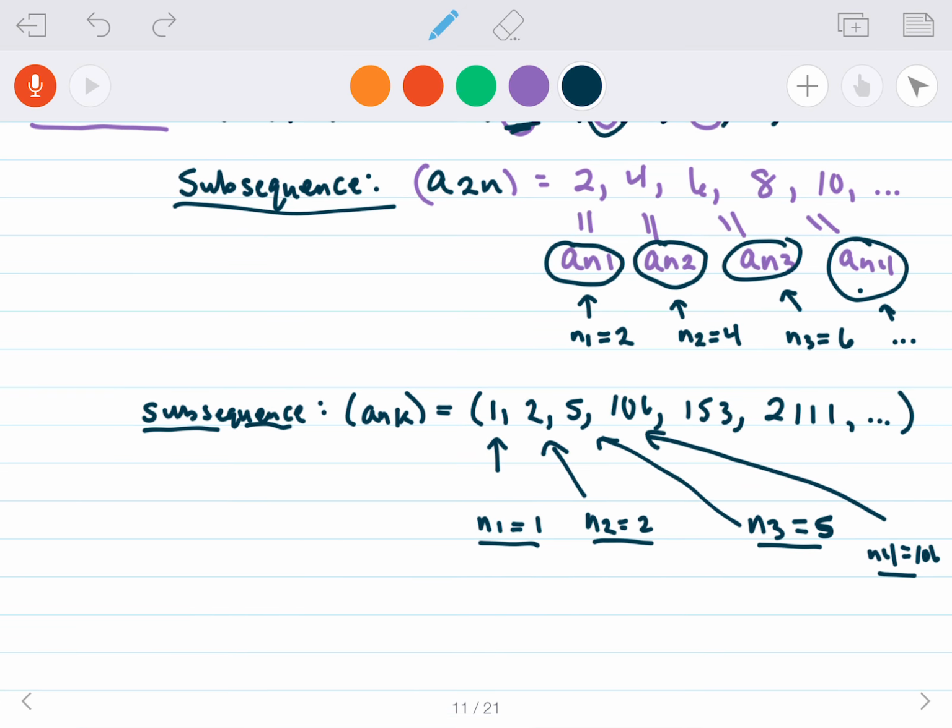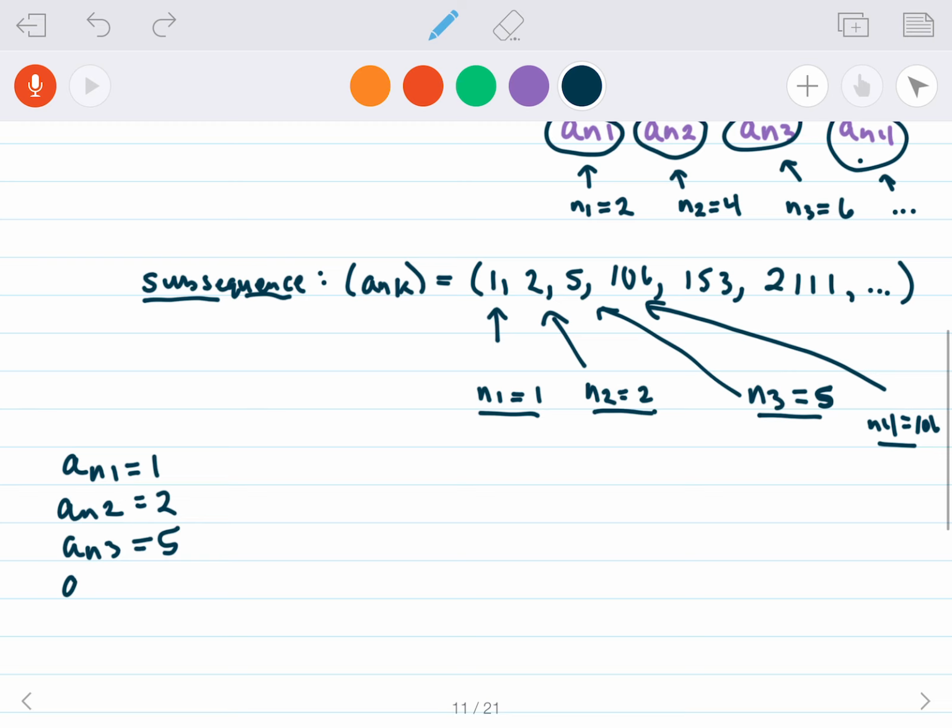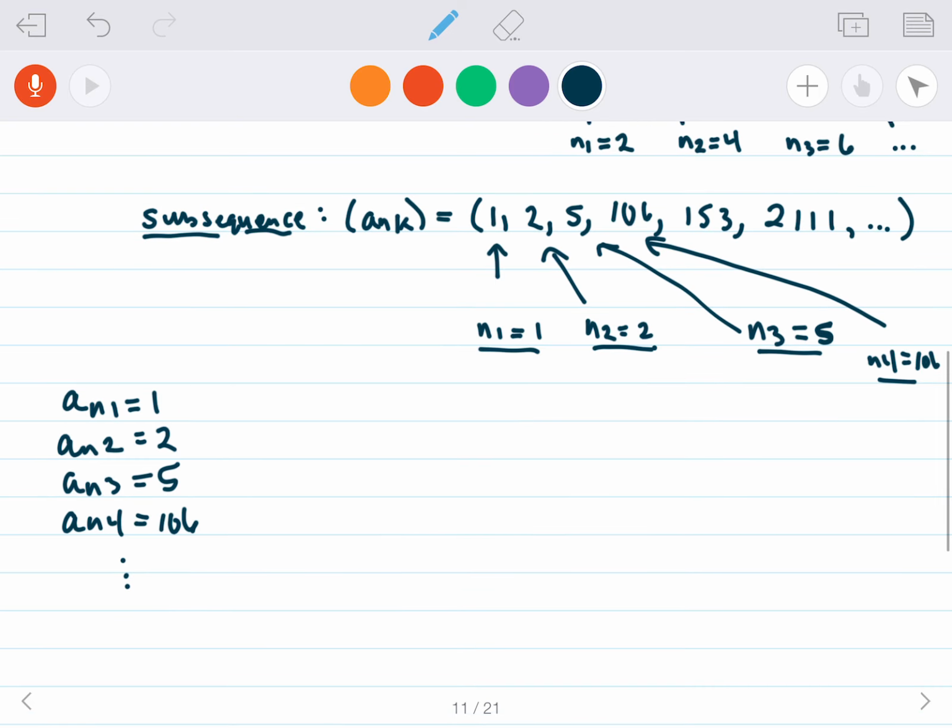If you wanted to list the terms in the subsequence, you would say a sub n1 is 1. So the first term in our subsequence is 1. A sub n2 is 2. A sub n3 is 5. And so forth. A sub n4 is 106. And there's no rule, but that's totally fine.